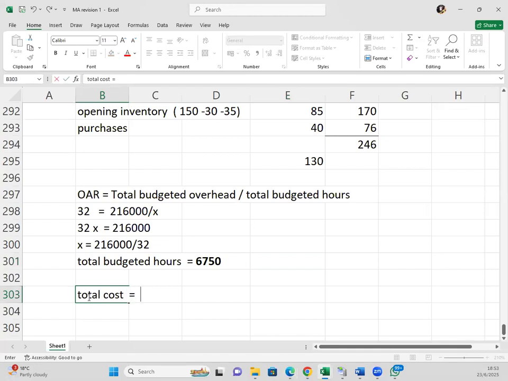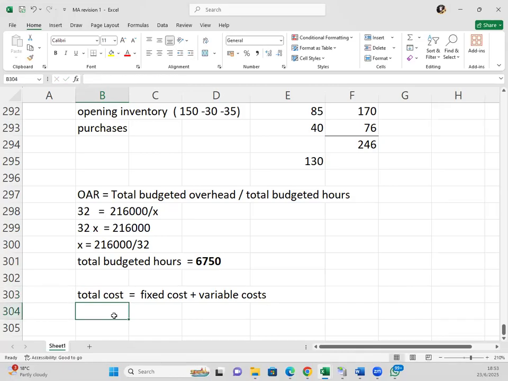The total cost is equal to the fixed cost plus the variable cost. That's the total cost. We can say total cost is equal to fixed cost, which we can represent with A, plus the variable cost, which is the variable cost per unit B times the number of units X. So that's our total cost.